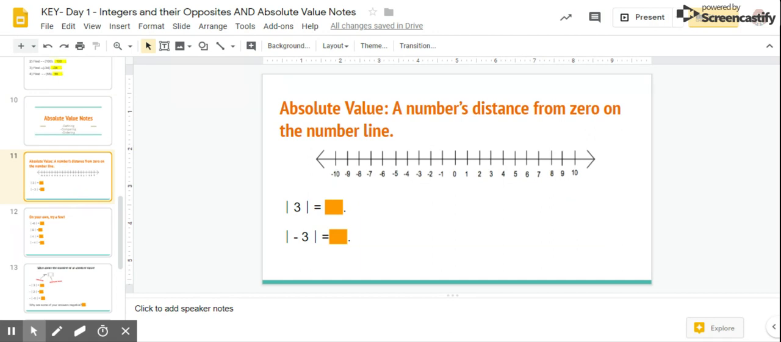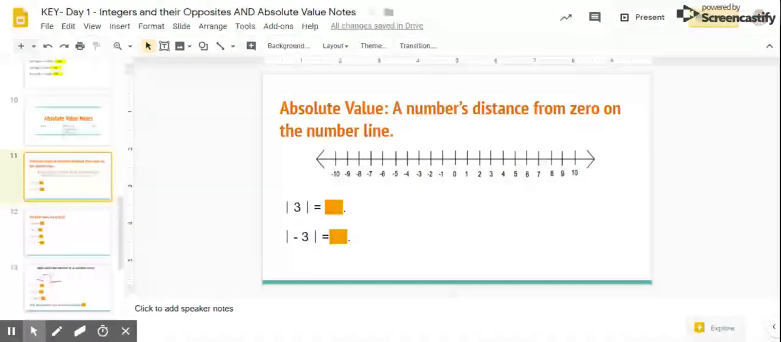So remember we talked about opposites are two numbers that have the same distance, okay? Now we're talking about how far each number is from zero. These solid straight lines on either side are called absolute value bars. You've seen parentheses that are kind of curved on either side. These are straight lines on either side. That is called absolute value.